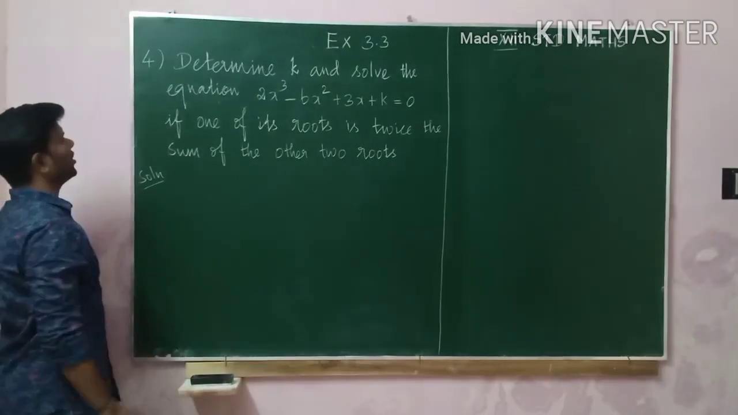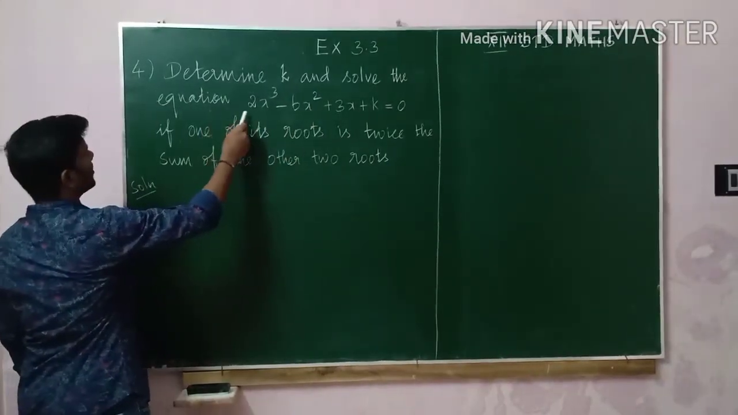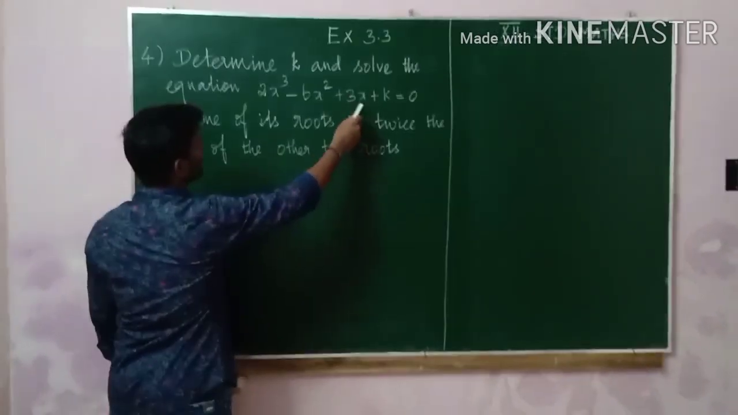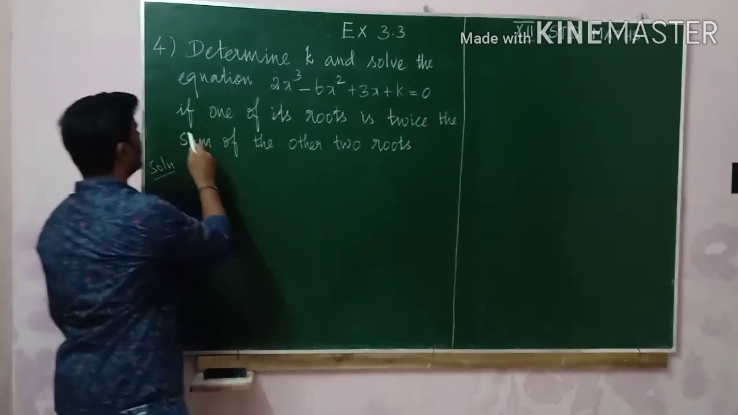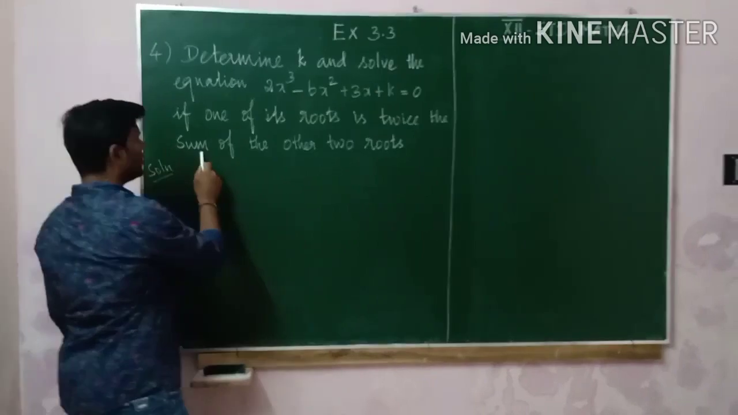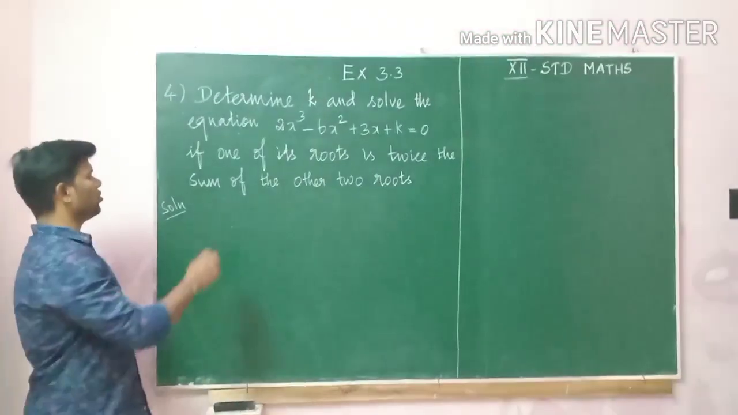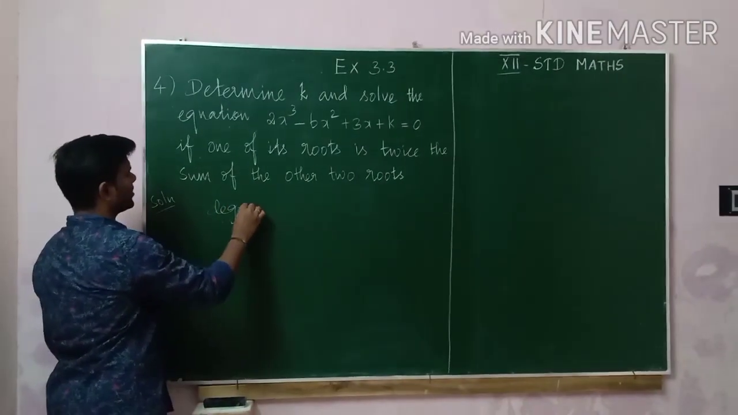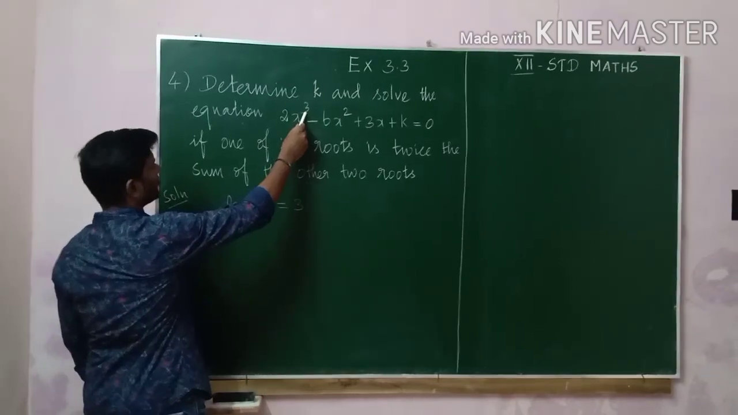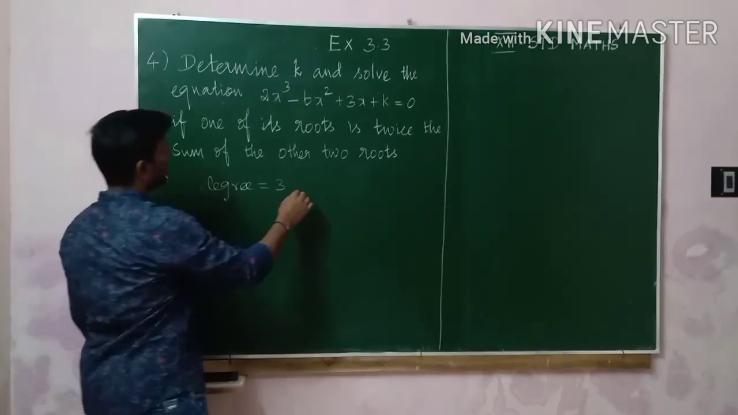The fourth sum: determine k and solve the cubic equation 2x cube minus 6x square plus 3x plus k equal to 0 if one of its roots is twice the sum of the other two roots. Of course, the given equation is a cubic equation. Why? Because the degree is 3. What is degree? Highest power of x. So the highest power of x is 3. So degree 3.